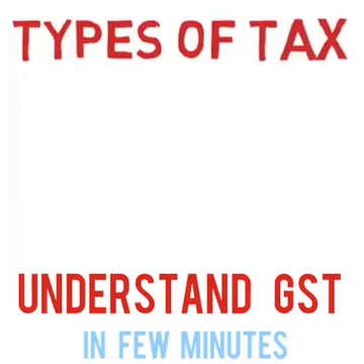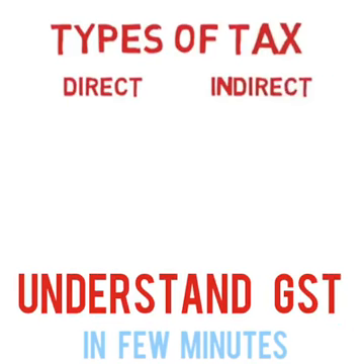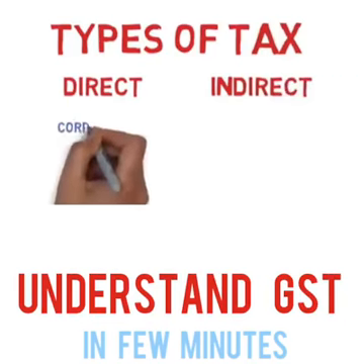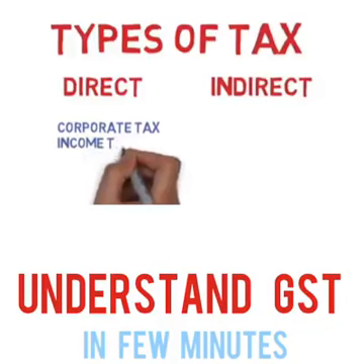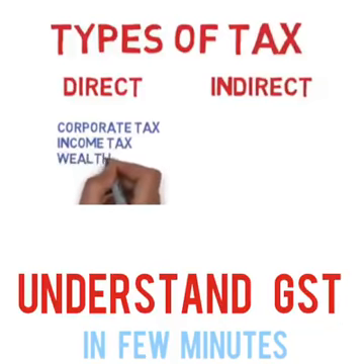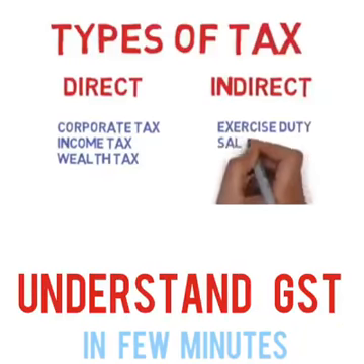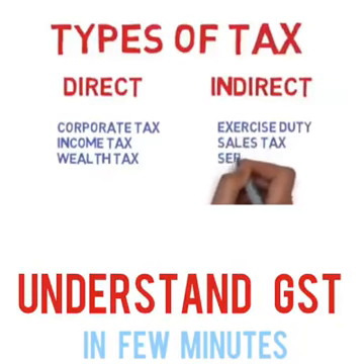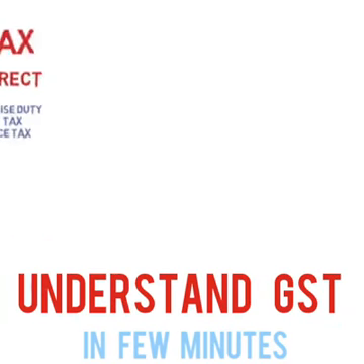There are actually two types of taxes. One is direct tax and the other is indirect tax. Direct tax is one whose liability cannot be shifted to someone else, like corporate tax, income tax, wealth tax, etc. But indirect tax is the tax whose liability can be shifted to someone else. It is central excise tax, sales tax, services tax, etc.